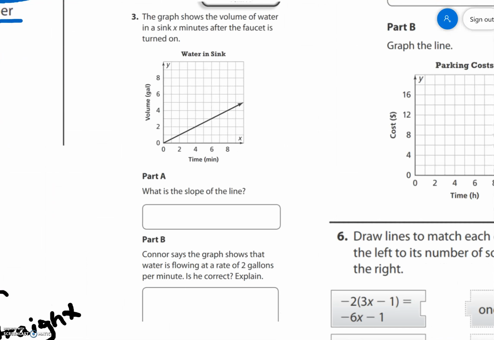Number 3, the graph shows the volume of water in a sink x minutes after the faucet is turned on. What is the slope of the line? Remember, rise over run. So we picked 2 good points. Here's one and here's one. How much do we go up and how much do we go over? Paying attention to how much the boxes go by. Went up 1 over 2. So our slope, m equals 1 over 2.